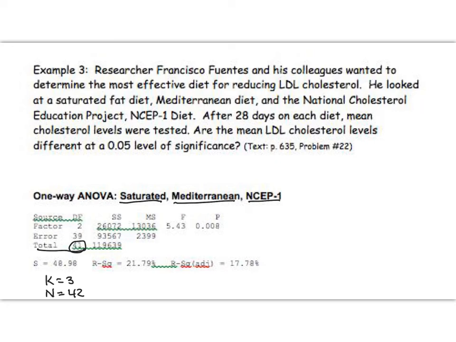All right, let's set up our null hypothesis. We're going to say that mean 1 equals mean 2 equals mean 3. And our alternate hypothesis is that at least one mean is different.